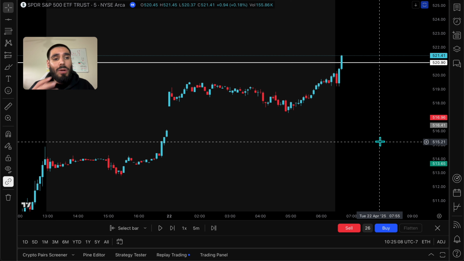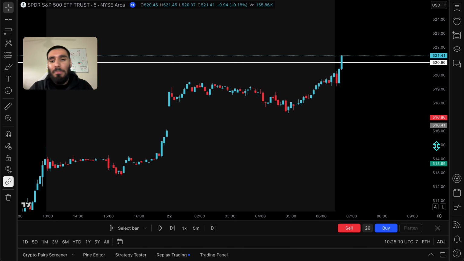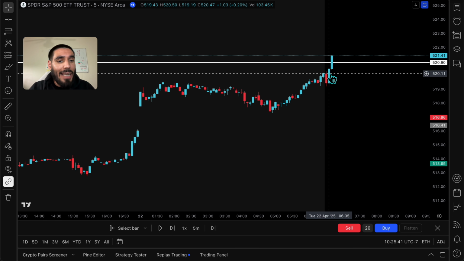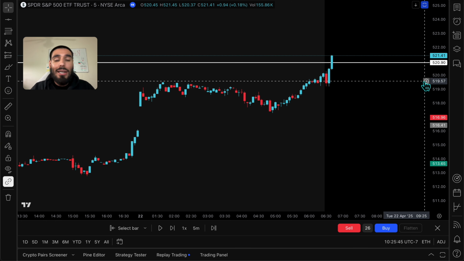Per usual, what I like to do is catch breakout trades. I'm not a bounce trader. I'm not a fair value gap ICT trader. I am a very simple breakout trader, and then I use the break and retest as my entry model for entries. So you can already see here, the candle itself is already breaking above 520.90, but that does not mean you need to enter here, guys.